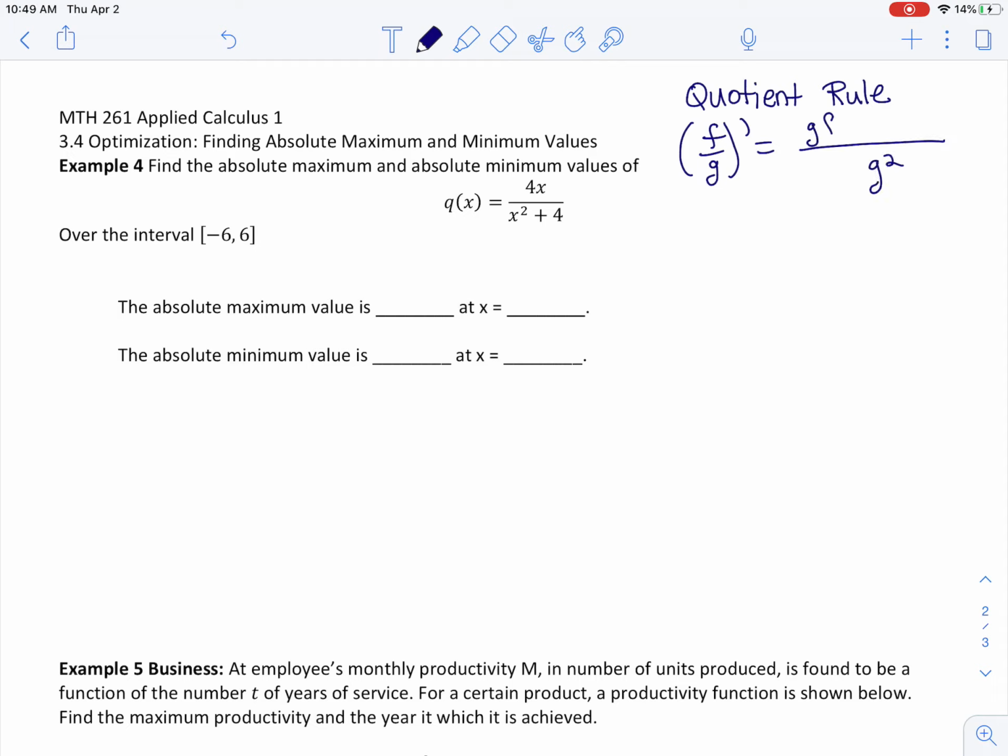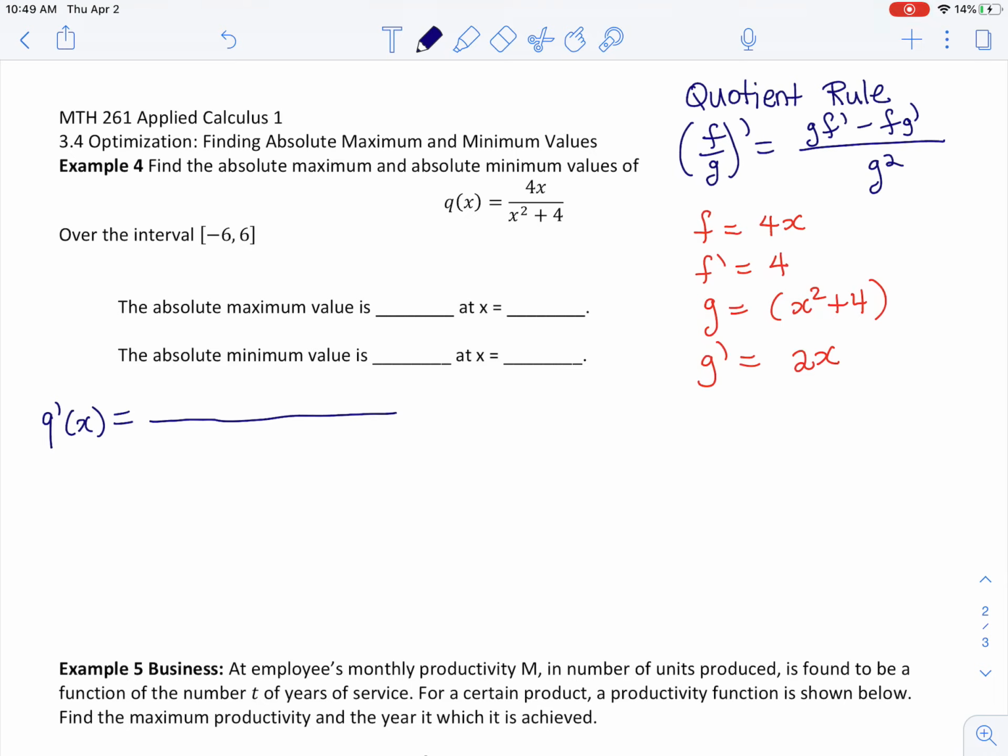You know what that is? F over G prime is equal to, the denominator is going to be G squared. The numerator is gf prime minus fg prime. And my new little thing is that I label my f and g and everything. F is 4x, right? That's my f. F prime is then just 4. G is x squared plus 4. And then g prime is going to be 2x.